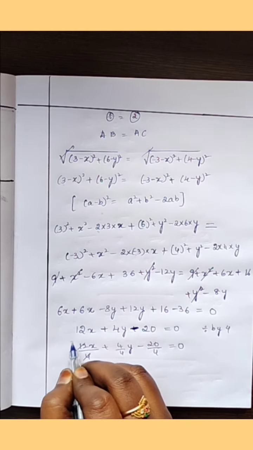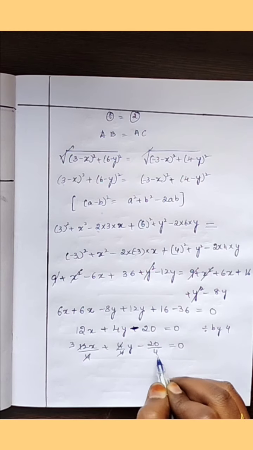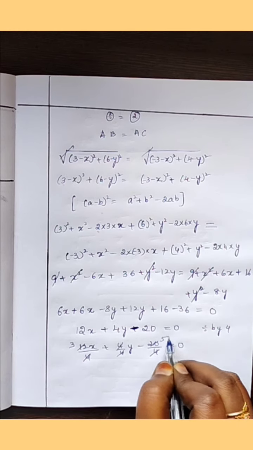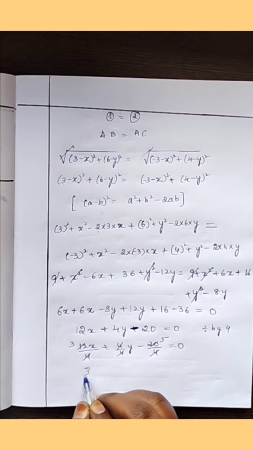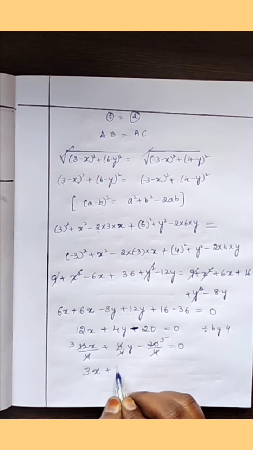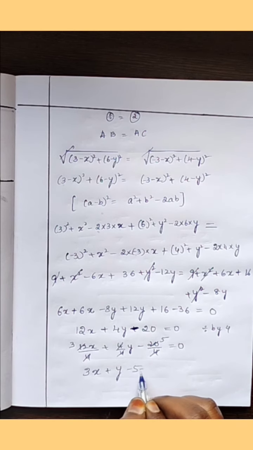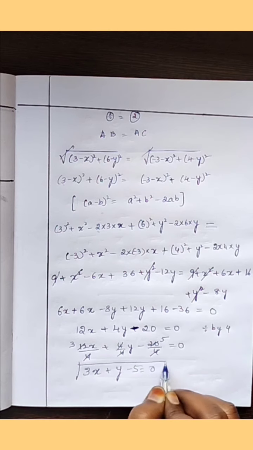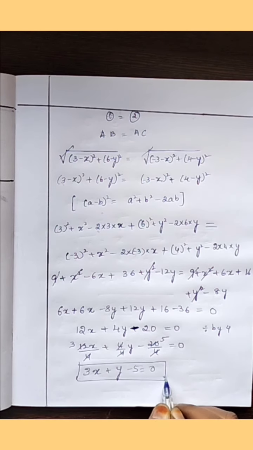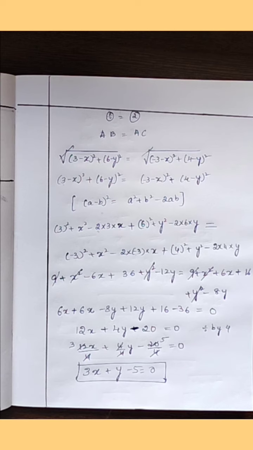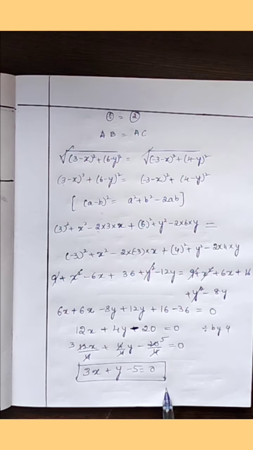4 ones are 4, 4 3s are 12. 4 4s get cancelled each other. 4 ones are 4, 4 5s are 20. Then the expression is 3x plus y minus 5 equal to 0. This is the relation between the point x comma y and the points 3 comma 6 and minus 3 comma 4. At last it formed the expression 3x plus y minus 5 equal to 0.